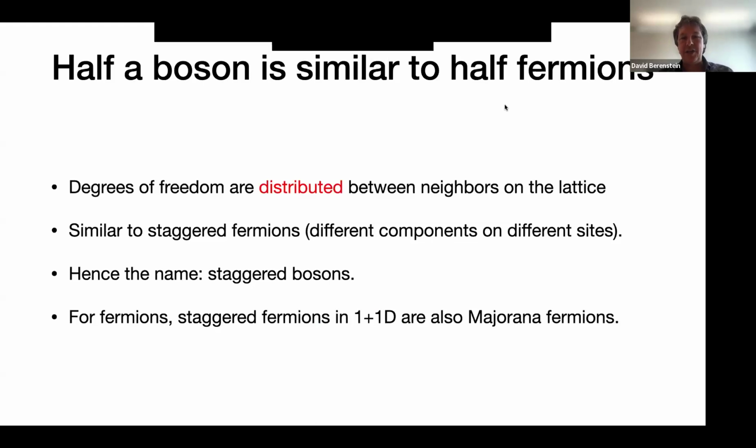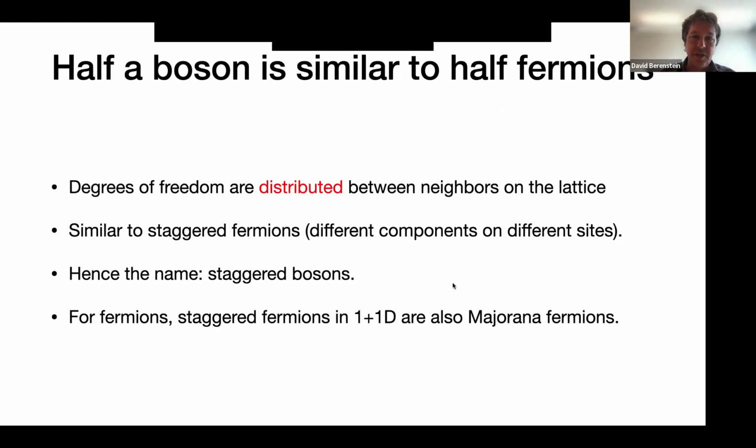So the half boson is similar to a half fermion in that the degrees of freedom are distributed between neighbors on the lattice. A half fermion is technically a Majorana degree of freedom on the lattice. And if you take a Dirac fermion and split it into Majorana fermions, in the staggered formulation, you get different components of the Dirac fermion into different lattice sites. So this is similar to a staggered fermion formulation.